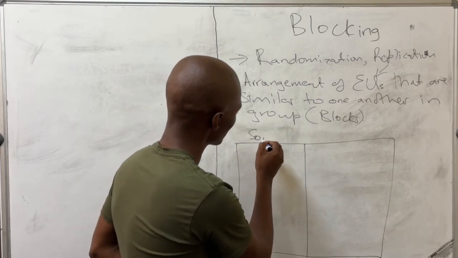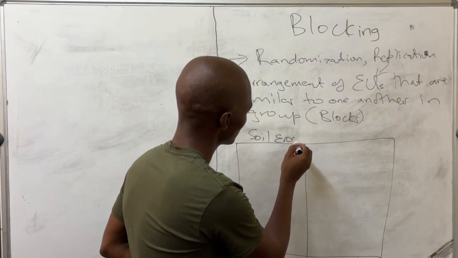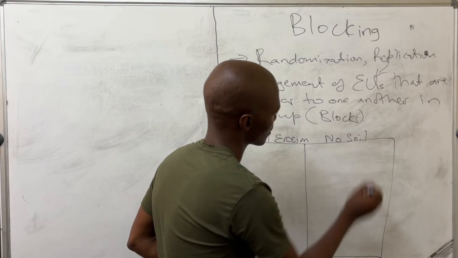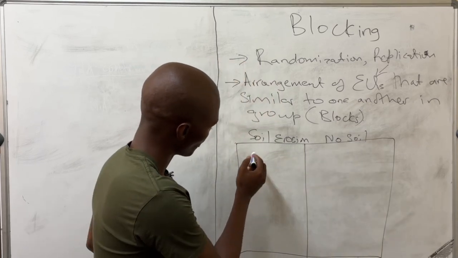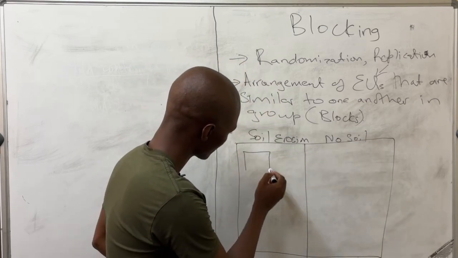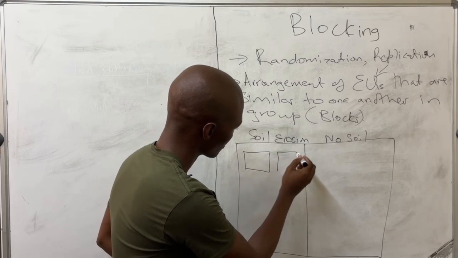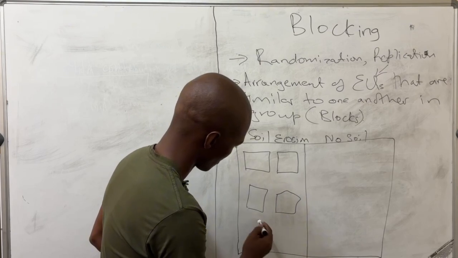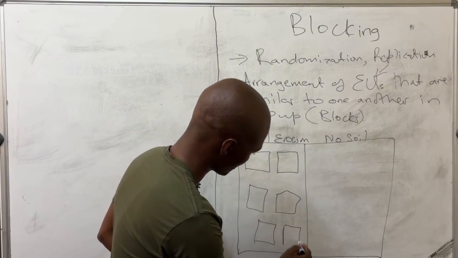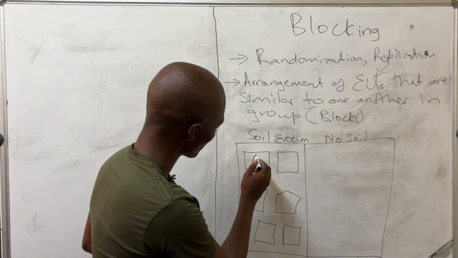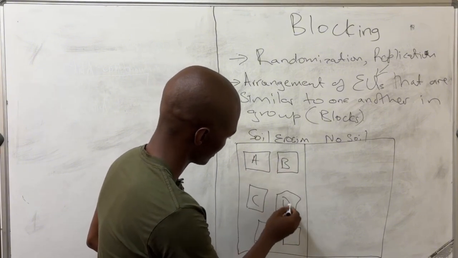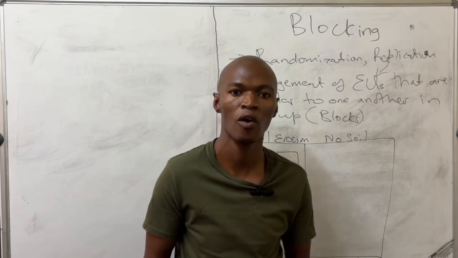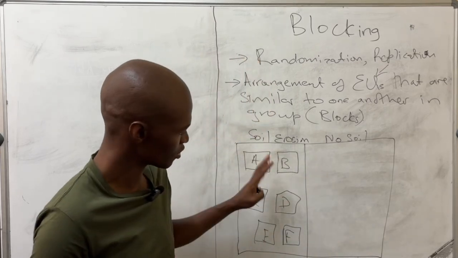Now we are saying this side was the soil erosion. Then on the other side, there is no soil erosion. So what you have to do is make sure that you put your plots around this one of soil erosion. Maybe you have these 6 plots. You put treatment A, B, C, D, E, and F. Maybe your interest is to know the effect of these fertilizers, which is your treatment.